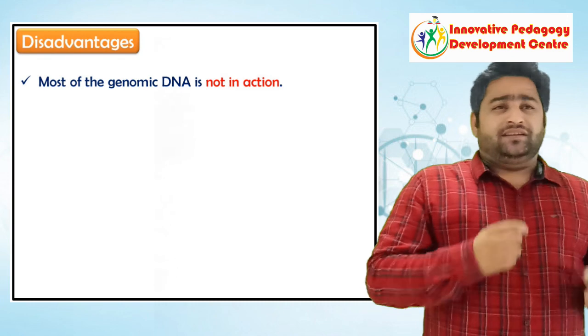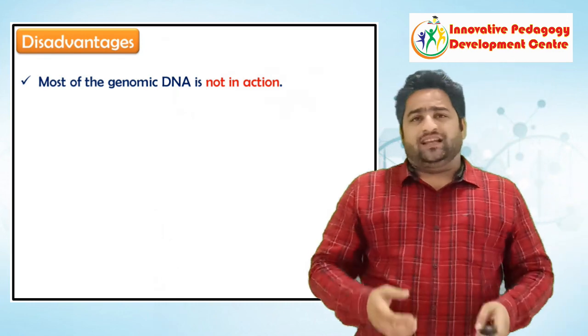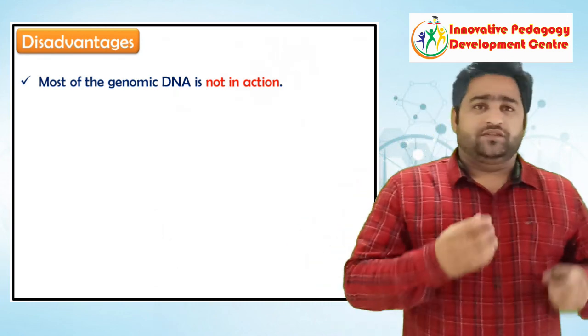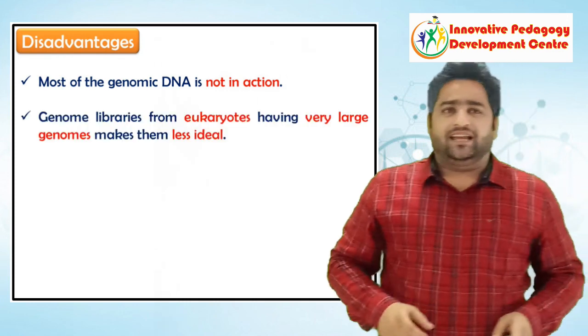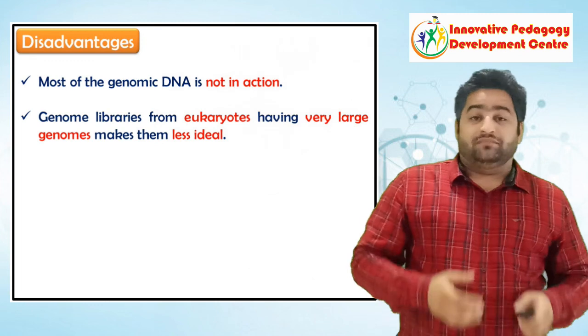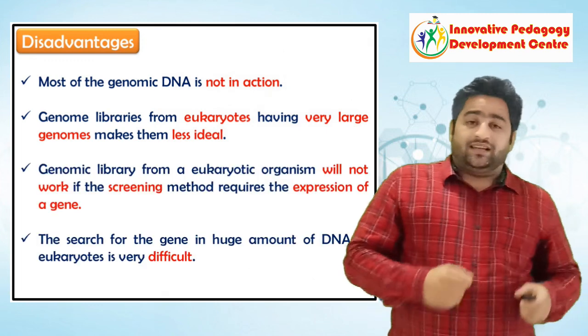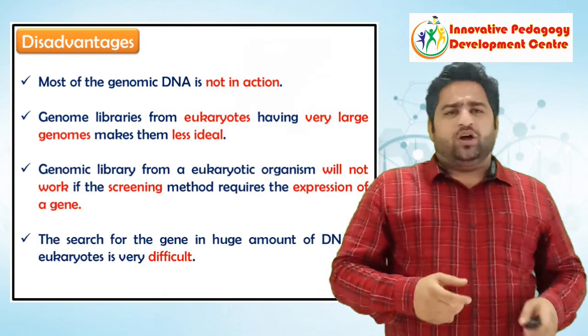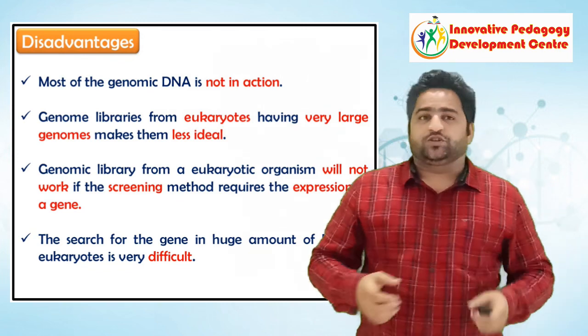Disadvantages: most of the genome DNA is not in action, that is, around 95% of the genome is junk DNA at a time. Genomic libraries for eukaryotes having large genome size are less ideal. Genomic libraries from a eukaryotic organism will not work if the screening method requires the expression of the gene.